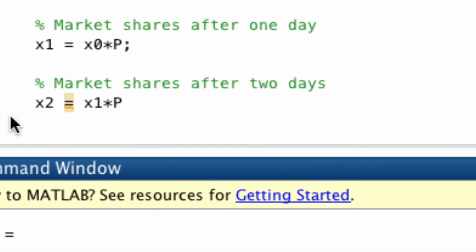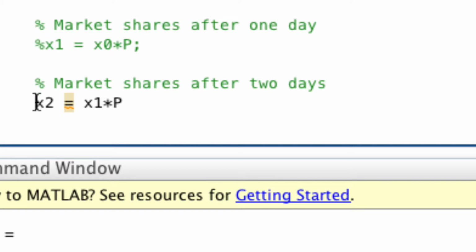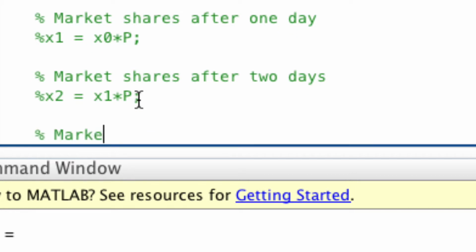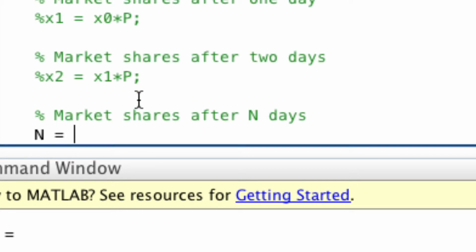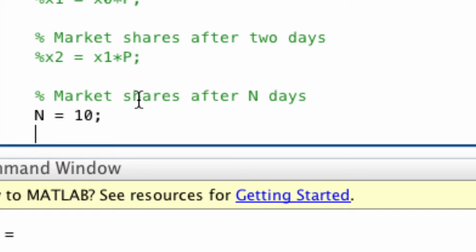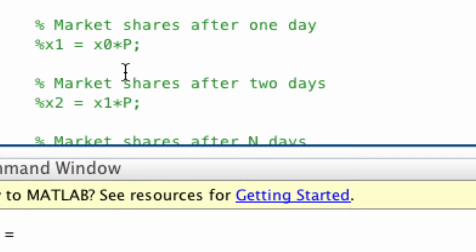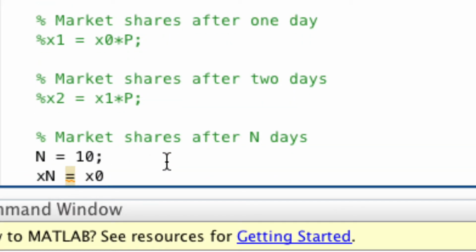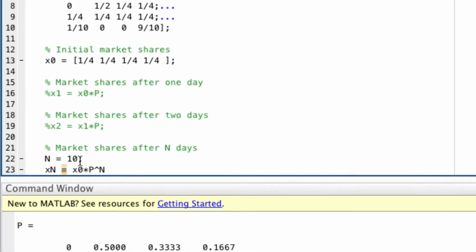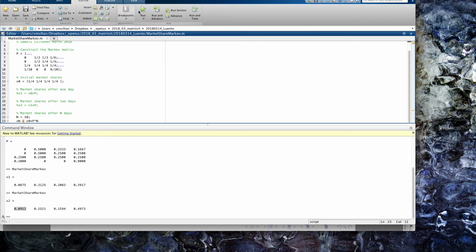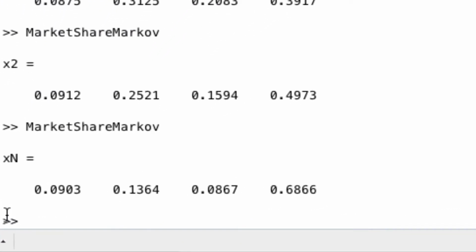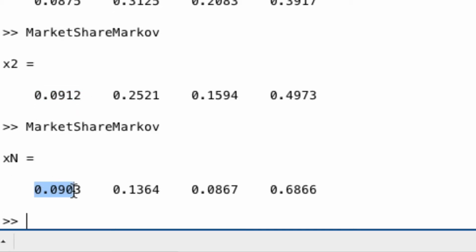Now, maybe the most important point in this computation is not to bother doing this one by one. We can use the power notation. Market shares after n days. So we can put n, for example, 10, and xn equals then x0, which I hope I still have there. Yes, as x0 times matrix P to the power n. Okay, let's see what happens. It seems that this is not changing so much anymore.